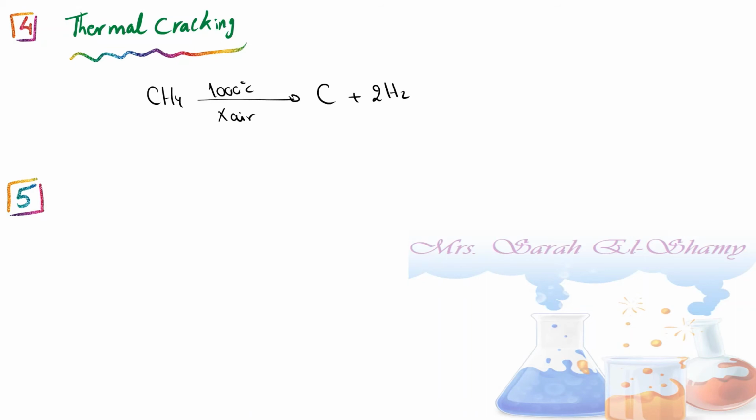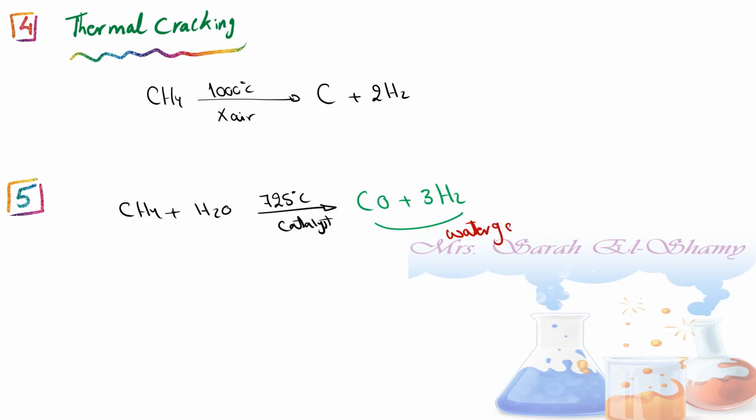Okay, the last reaction for methane is the action of methane with water. So if you react methane gas with water molecules in the presence of what? In presence of a heat of 725 degrees Celsius and a catalyst, it will produce what? It will produce carbon monoxide plus hydrogen gas. This mixture is called water gas. Water gas is a mixture that can be used as a reducing agent in some industry like the iron industry.